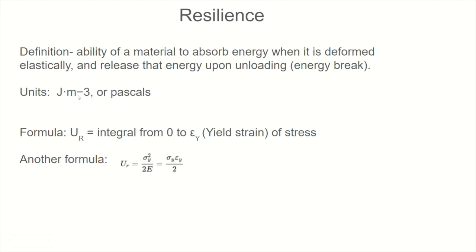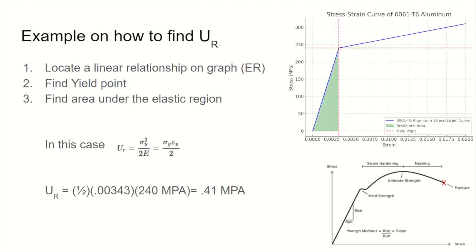The formula for resilience is equal to the integral from 0 to the yield strain of stress. Another formula we can use is the resilience is equal to sigma y epsilon y over 2. That is used in a linear relationship, which is going to be used in this example. So given this strain and stress curve of aluminum 6061, this is just a general form of aluminum. There's many different aluminum forms, but in this case, we will use this one.